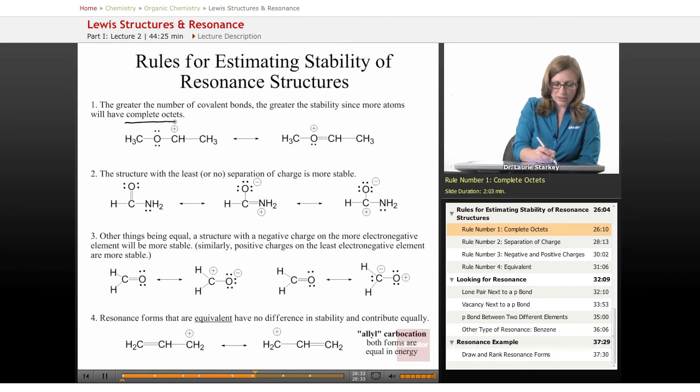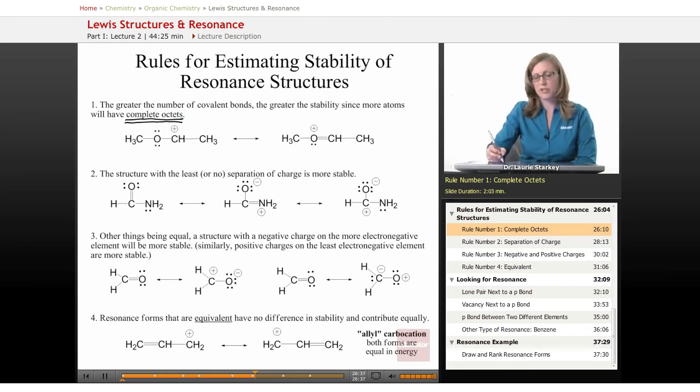have complete octets. So the number one thing we're always going to be looking for to evaluate a Lewis structure is the more complete octets we have, the better the Lewis structure. That's always our first thing we want to take a look at. So when we compare these two structures, we see that this carbon is missing an octet, while in the second structure, every atom has a complete octet, a total of 8 electrons around it.